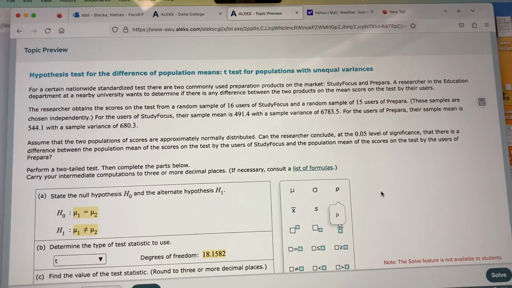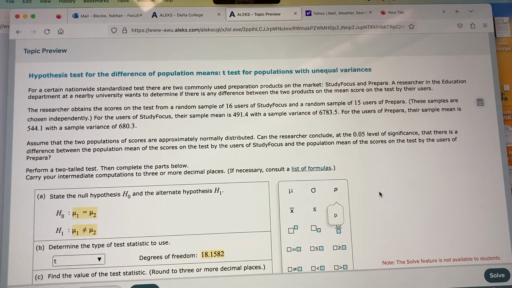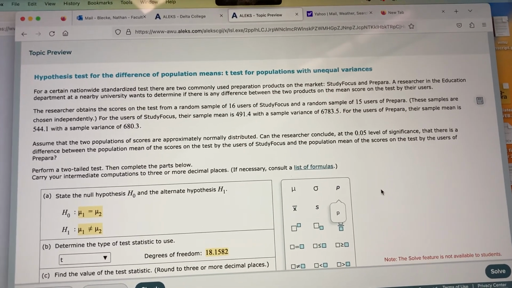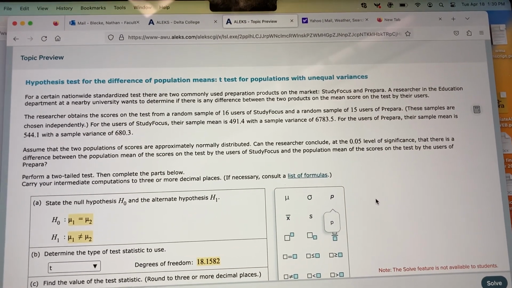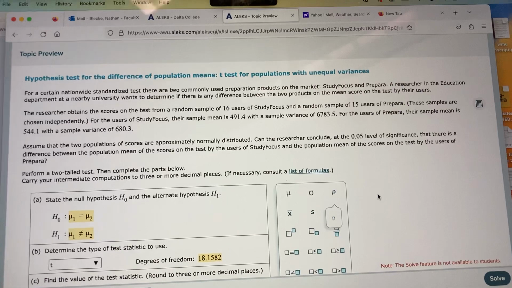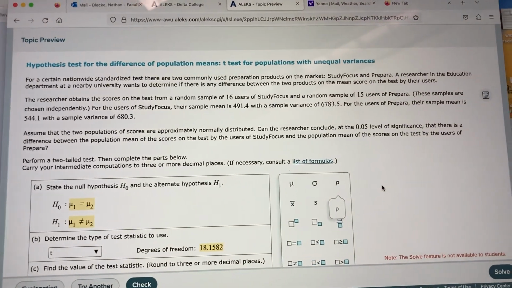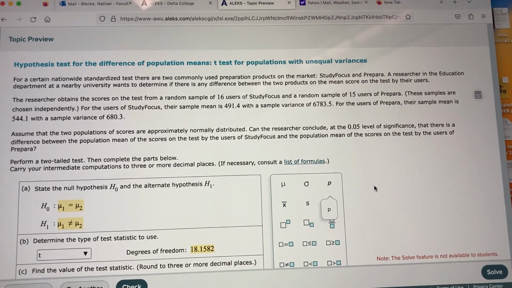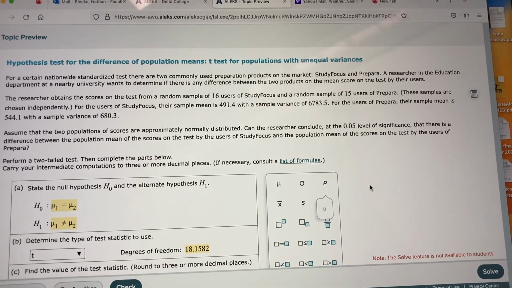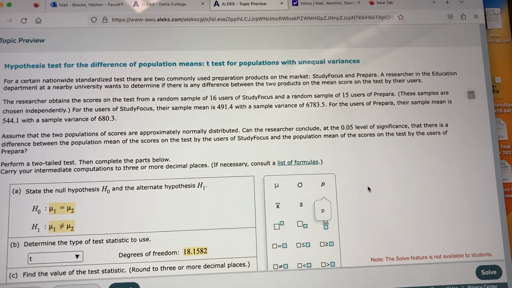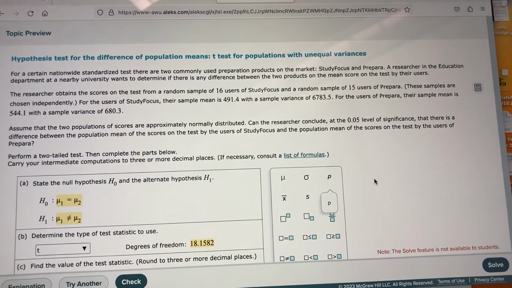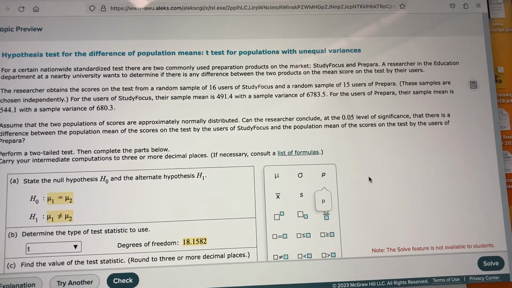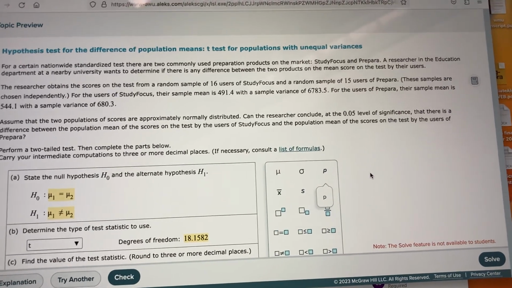A researcher in the education department at a nearby university wants to determine if there is any difference between the two products on the mean score on the test by their users. Again, I'll put this in the content tab. The researcher obtains the scores on the test from a random sample of 16 users for Study Focus and then 15 for Prepara. The users for Study Focus had a sample mean of 491.4 with a sample variance.